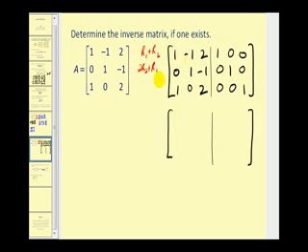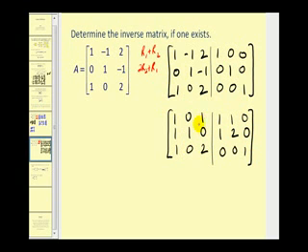So adding row 1 and row 2, we'll have 1, 0, 1, 1, 1, and 0. And now multiply row 2 and then add it to row 1. 2 times 0 plus 1, that's 1. 2 times 1 is 2, plus negative 1, that's 1. Here we have 2 times negative 1, that's negative 2 plus 2, there's 0 there. 2 times 0 plus 1. 2 times 1 plus 0, that's 2. And 2 times 0 plus 0 would still be 0. And we left row 3 the same.